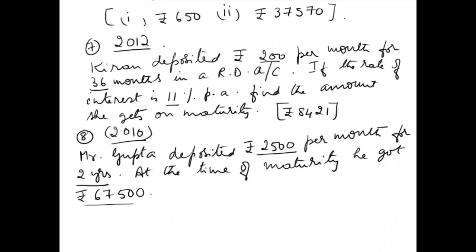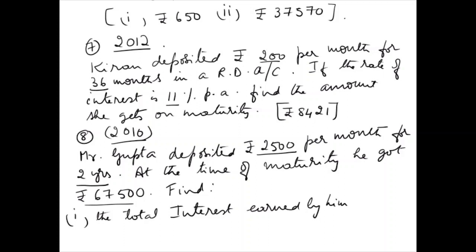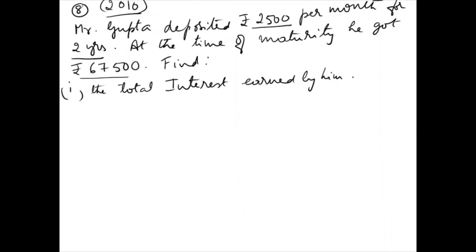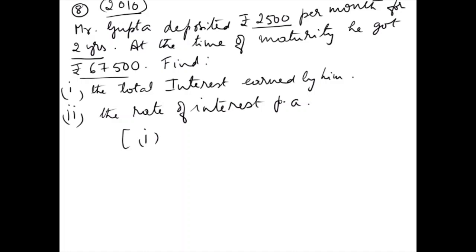So find the total interest earned by him and the rate of interest per annum. And answer for the first one is rupees 7,500, and answer for the second question is 12%.